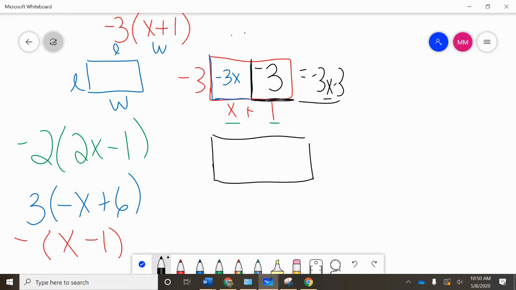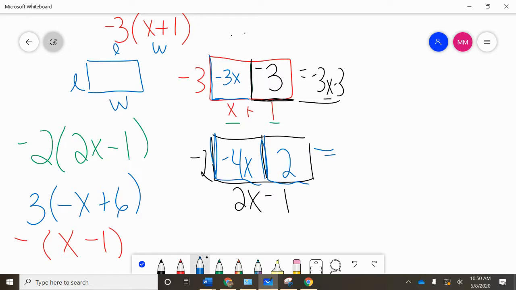So pause the video, attempt these problems using your area model. Now that you've done these problems, let's use our area model to check your work. So here I have -2 as my length and 2x minus 1 as my width. I'm going to find the area of each of the smaller squares. So this is -2 by 2x, which gives me -4x. This is -2 by -1, which gives me 2. So my area is -4x plus 2.